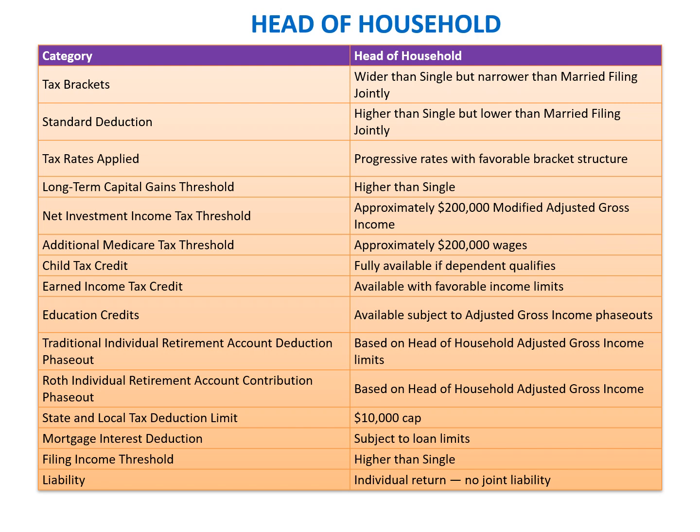Okay, so again, we have a table here: tax bracket wider than the single but narrower than the married filing jointly. Standard deduction higher than the single but lower than the married filing jointly. Tax rate applies, progressive tax rate, favorable tax brackets. So all the benefits are there which apply to the head of household.